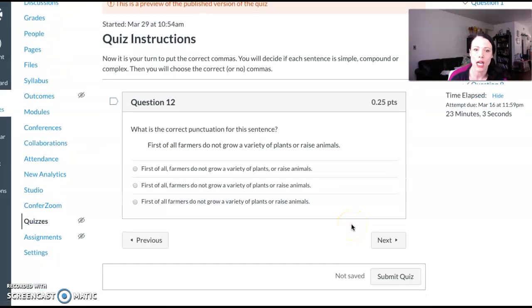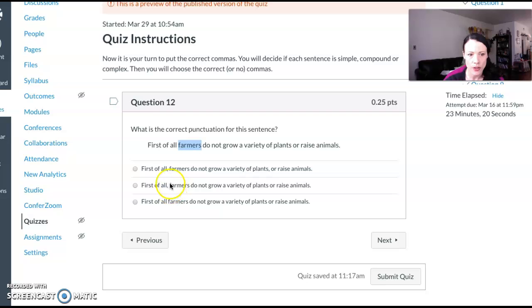Where do we put a comma? So, where's my subject? Farmers. I have this introductory phrase at the beginning, "first of all." After "first of all," I'm going to put a comma, so it's very easy to see my subject.